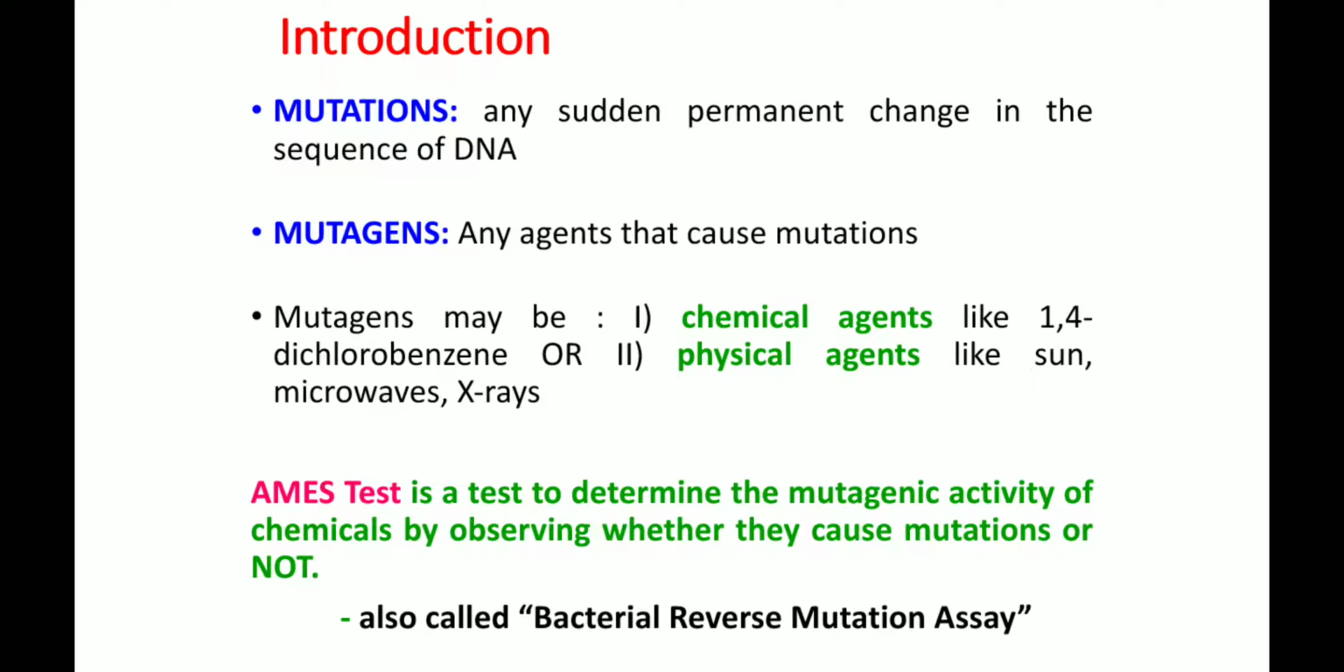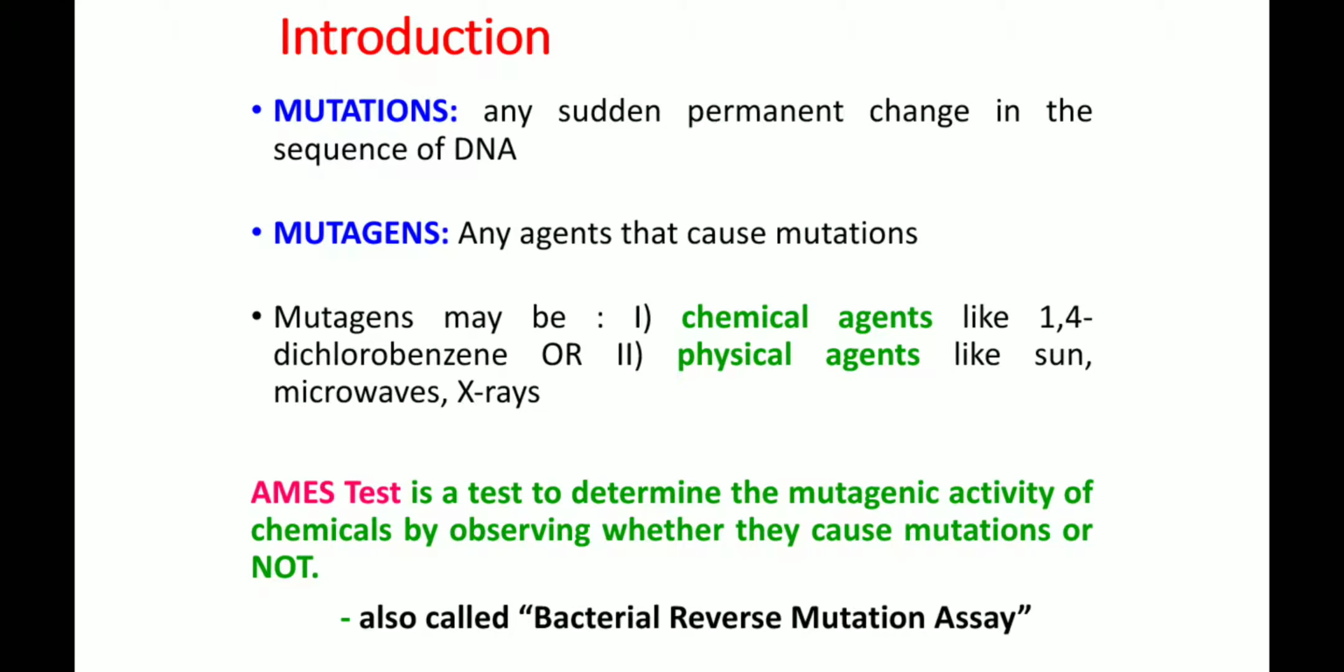Mutations are sudden permanent changes in the sequence of DNA. So what are mutations? Like if A pairs with T, and now instead of A there is G or C. So there is a change in base pair potential. When there is a change in base pair potential, we say that a mutation has occurred. So mutations are any sudden permanent change in the sequence of DNA.